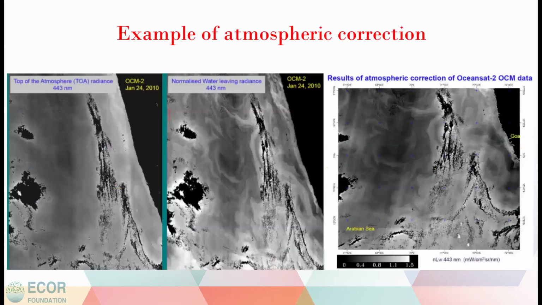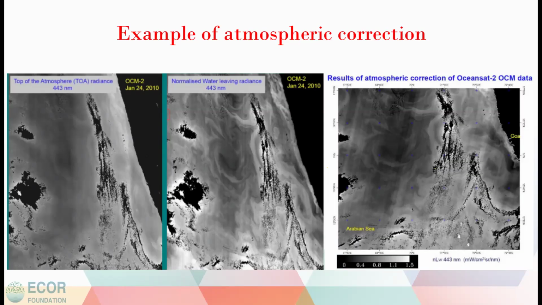So here is an example of atmospheric correction, and why it is very much needed in oceanographic satellite imagery. Here we can see some satellite scenes. It is sourced from the Ocean Color Monitor, that is OCM2, from the OceanSat mission. The date is Jan 24, 2010. The first image shows the top of the atmosphere, TOA, radiance at 443 nanometer. The next image shows the normalized water leaving radiance, also at the same wavelength.